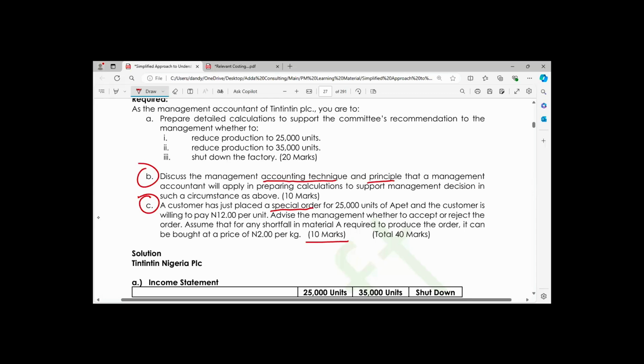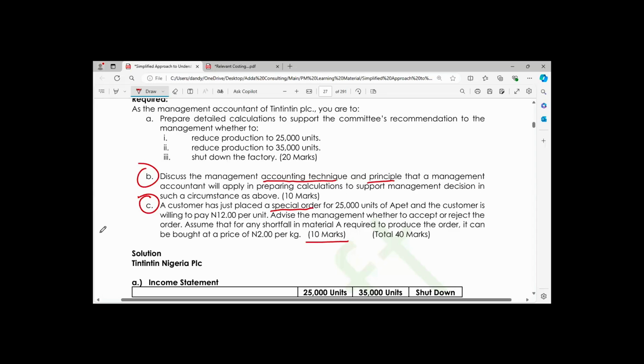So you need to first of all understand what you mean by acceptance or rejection of a special order. What are the underlying principles? What are the procedures you are supposed to follow? What is the format you are supposed to use? What are the qualitative and non-qualitative factors you have to take into consideration as it has to do with acceptance or rejection of a special order? So you will not appreciate this number C if I begin to solve it now.